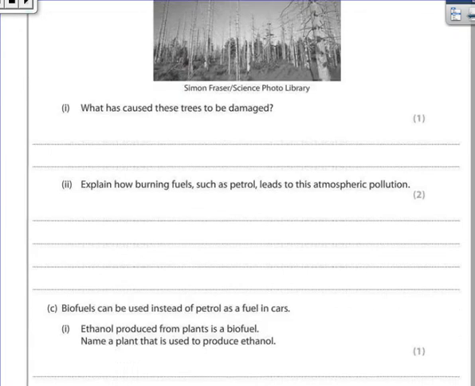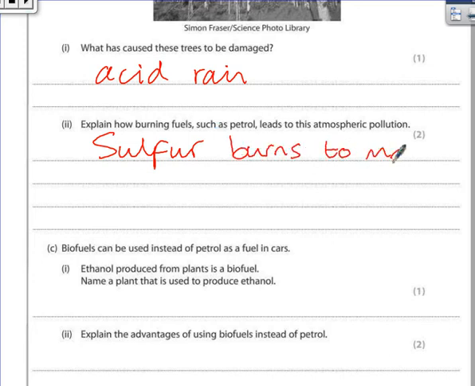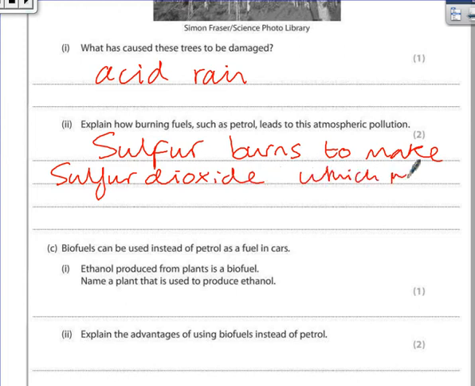What's caused these trees to be damaged? It's got to be acid rain, because the topic is about acid, isn't it? Have a look at them. Explain how burning fuels such as petrol leads to this atmospheric pollution. So there's impurities such as sulfur. The sulfur burns to make sulfur dioxide, which reacts with water up in the atmosphere to form acid rain.